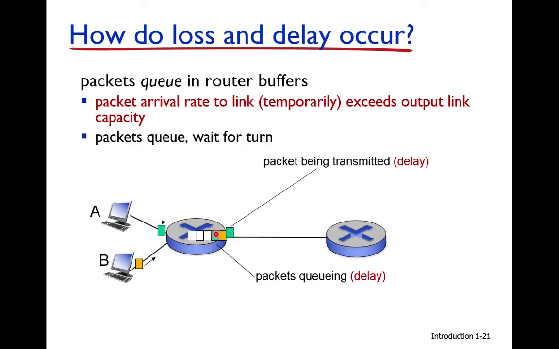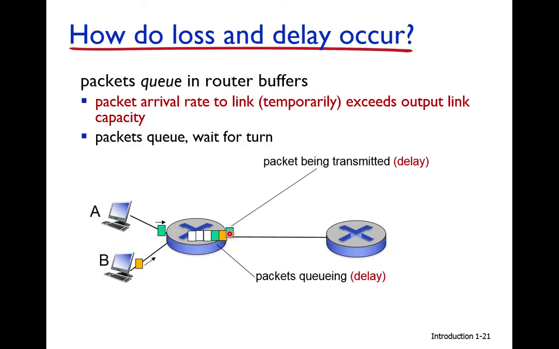For example, this packet is waiting in the queue until its turn comes. When it gets its turn, it will be transmitted. So before transmission, it is stored in the queue, waiting for its transmission. The time that it waits in the queue for its transmission is called queuing delay. And this queuing delay depends on the queue length, that is, how many packets are ahead in the queue.